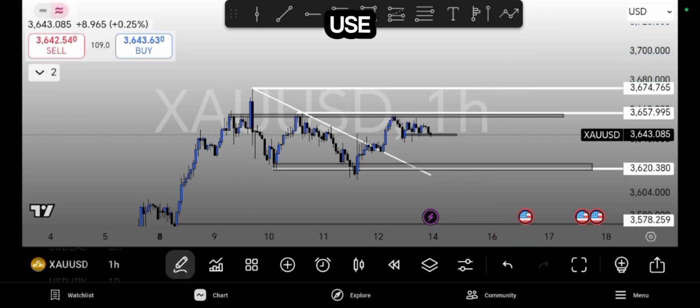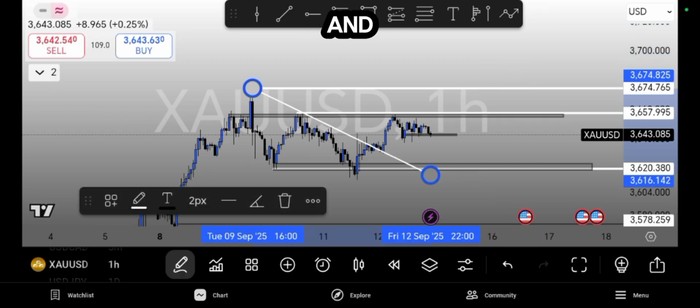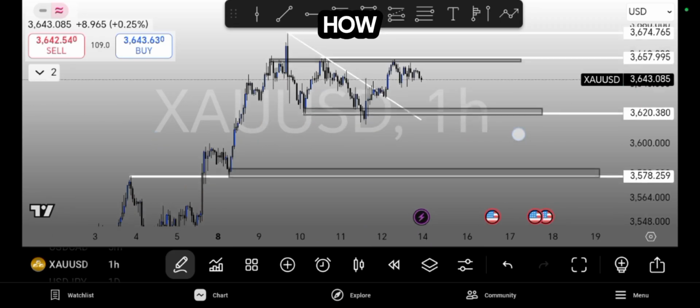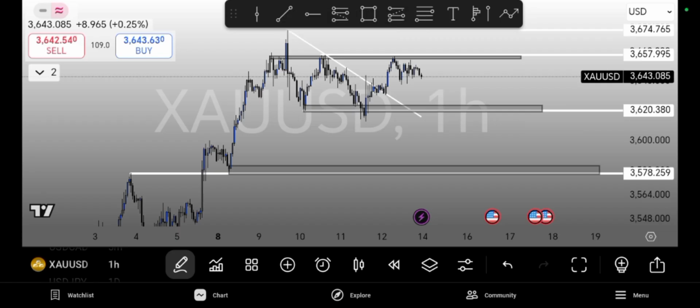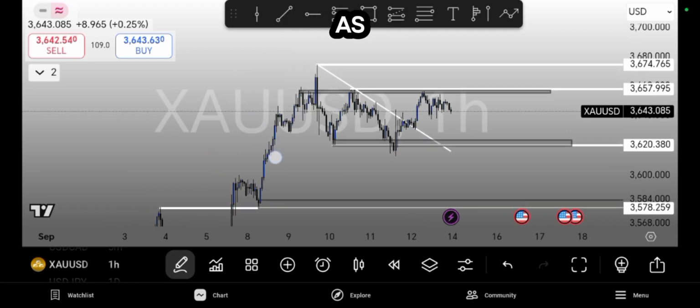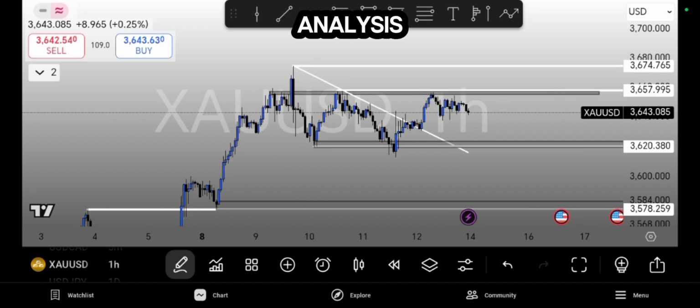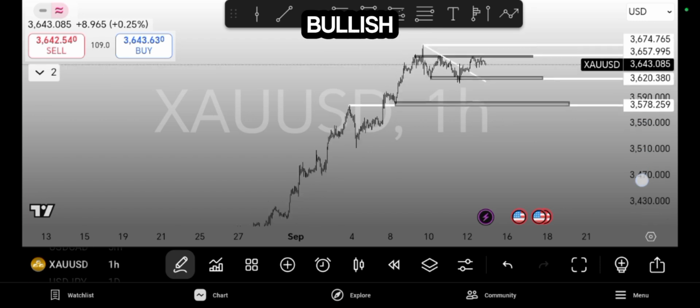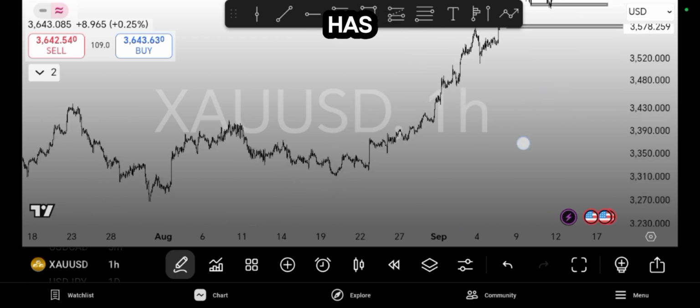I just use my 1 hour time frame, and from my 1 hour time frame I move to my 5 minutes time frame to confirm my trade, and then take a trade, and I'm done. That's how I personally trade. I hope I'm making myself clear right here. As you can see on this analysis of gold, gold is overall bullish. It has been bullish for a while.